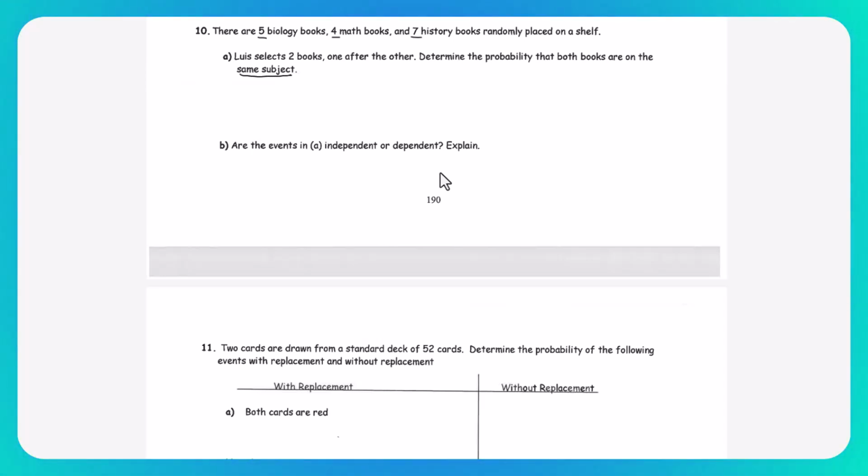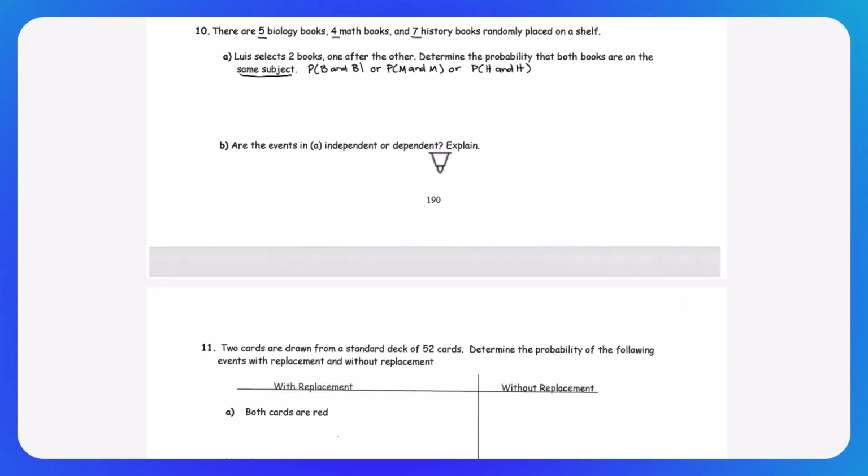So that means we can have the probability that it was a bio and then another bio, or the probability of a math and then another math, or the probability it's a history and then another history. Look what we've got here: we've actually created a formula with our words, because remember, and represents multiplying and or represents adding. So let's do it like this.